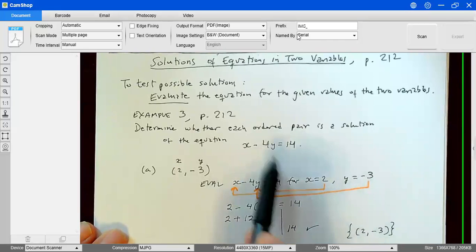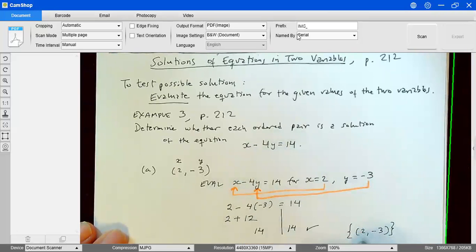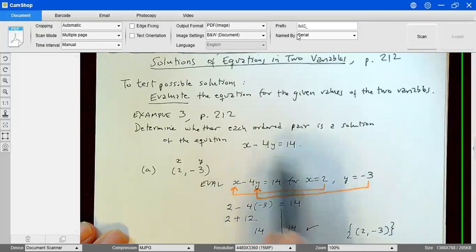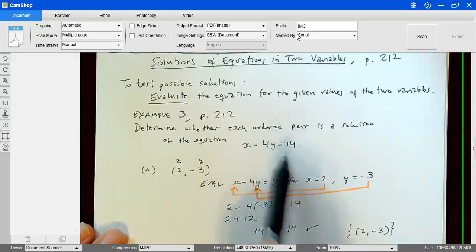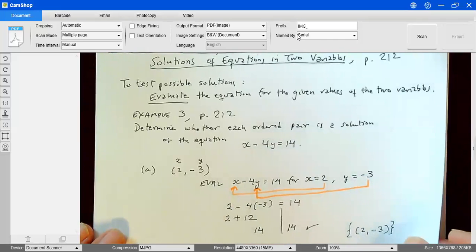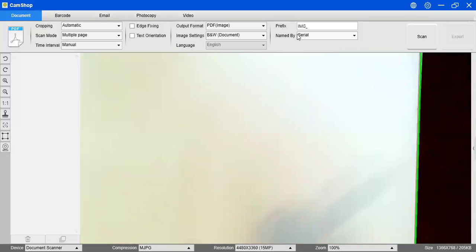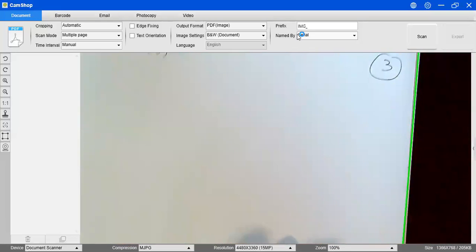In other words, this is a line on the Cartesian coordinate system, and this is a point that is on the line. So that's a solution. Any point on this line is a solution. Any point that is not on this line is not a solution. Okay, the next part of this example is going to be part B.